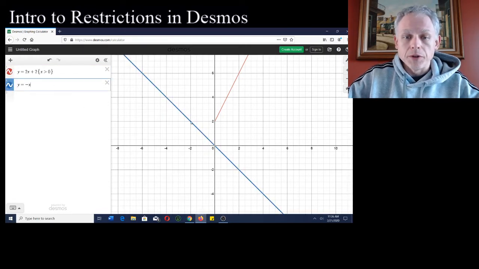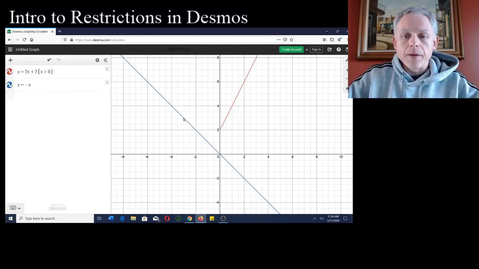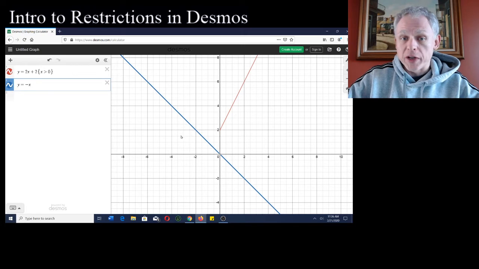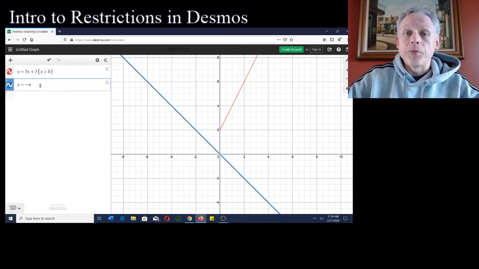Now, let's look at this other blue line right here. Let's say I want to restrict this blue line, but I want to give it a different restriction. Let's say I want it graphed only for x less than or equal to minus 2. So it's going to have a different restriction. Since it gets its own restriction, we have to put that restriction in the same line, right next to it.